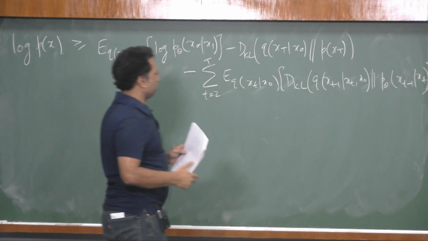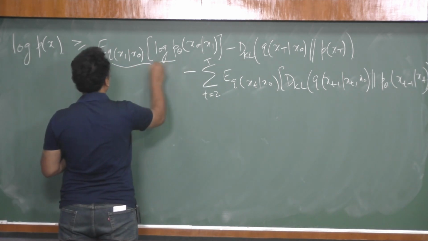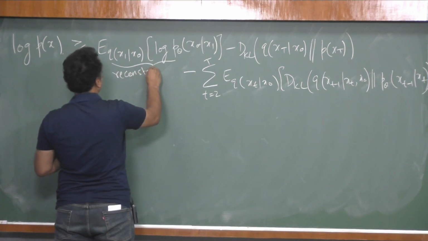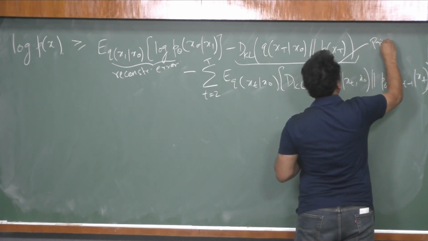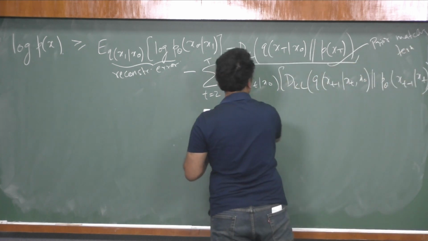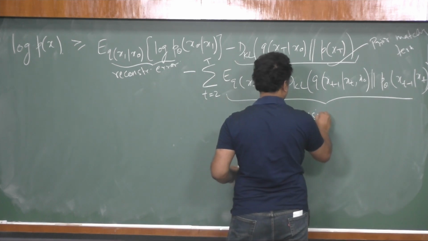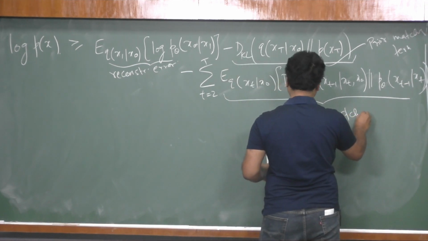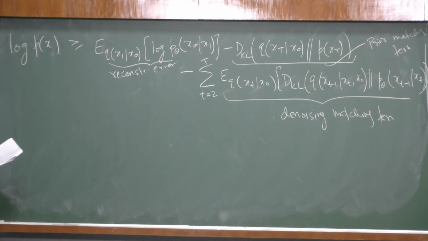So if you recall from the last class, we derived a bound like this, and we call this a reconstruction error. Then we call this a prior matching term. And then the remaining one, we call it the denoising matching term. And then we looked into these terms, and we are thinking how we will compute them.